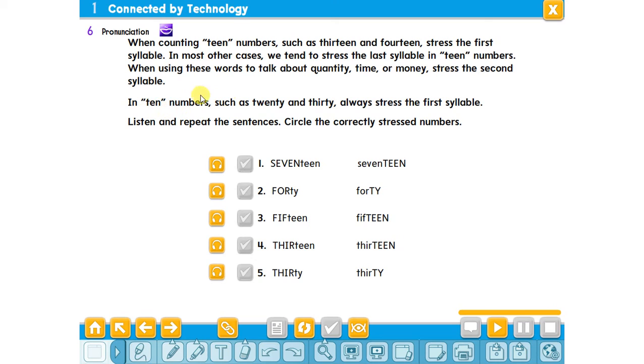In ten numbers, listen and repeat. If you are talking about money, you stress what? The second syllable. This is money. This is quantity. This is time. These are numbers. Okay, just listen and then decide.